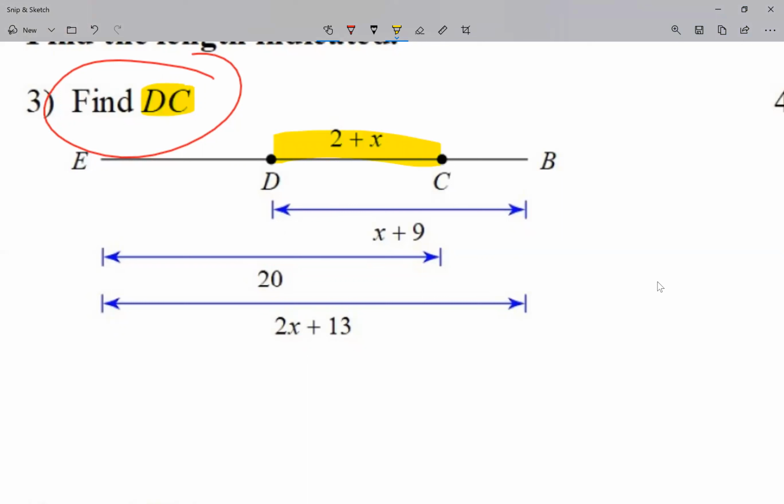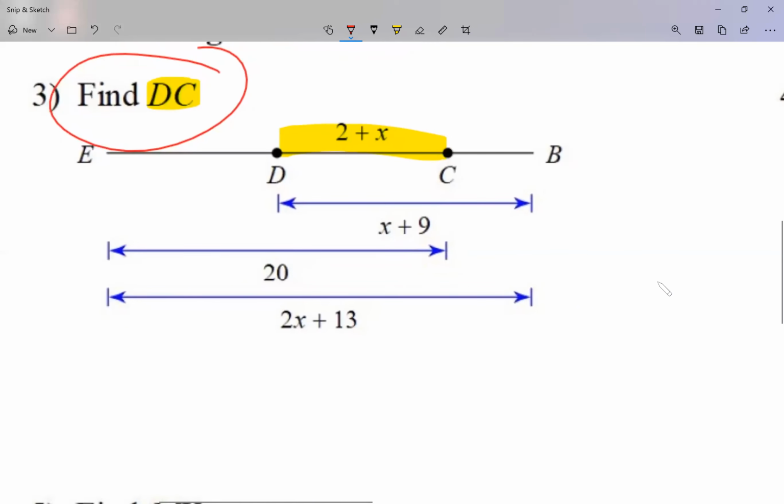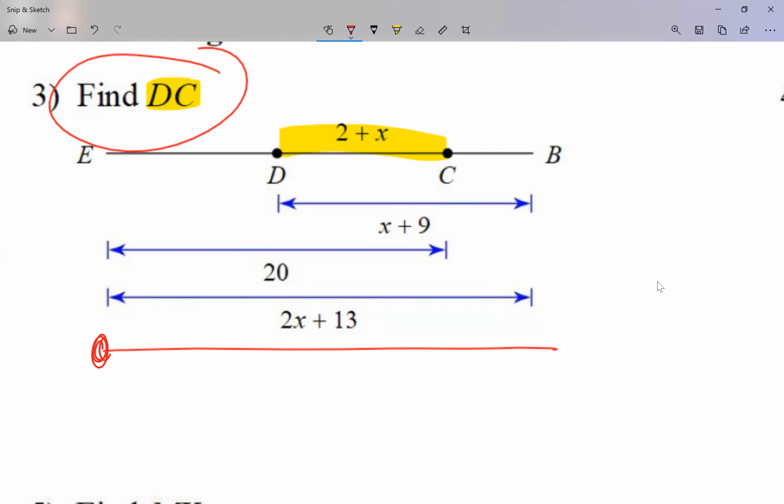It would be nice if I knew the value of x, because then I can just substitute the value, 2 plus that value, and that's it. So let me find out what the value of x is, and then I'll be able to plug it in there. So the way we're going to do this, let's take a look. I'm going to choose the whole segment. I'm going to try to find the whole segment, which is the segment EB. I'm trying to find a segment from the segments that I have at the bottom. I'm going to have one that starts on the left and goes as far as possible.